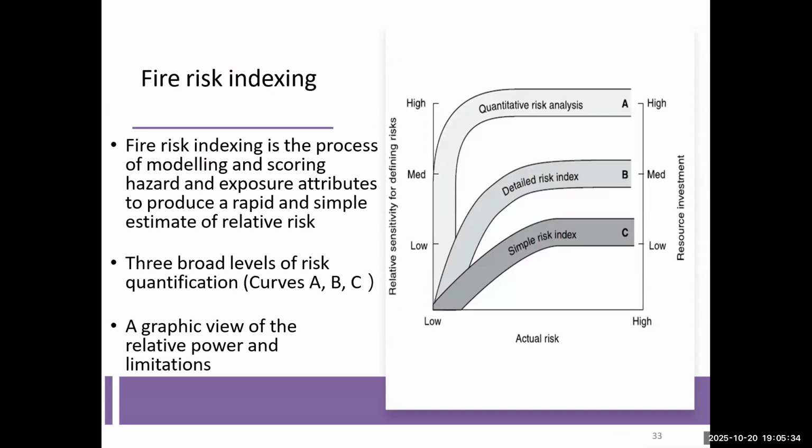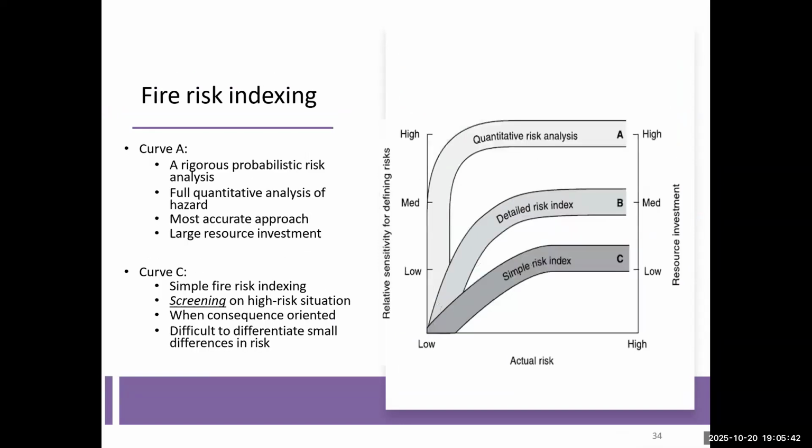We can look at this spectrum of risk quantification methods, shown here by curves A, B, and C. On the one hand, we have curve A. Curve A presents a full quantitative probabilistic risk analysis. It is the most accurate approach because it is mathematical, and it offers high sensitivity to even small changes in risk. But it demands what? A large amount of time, data, and resources.